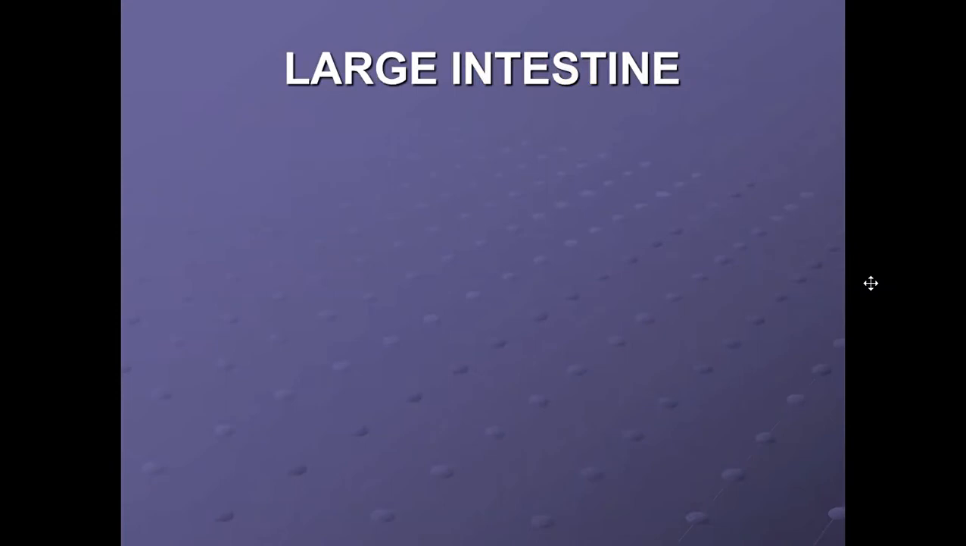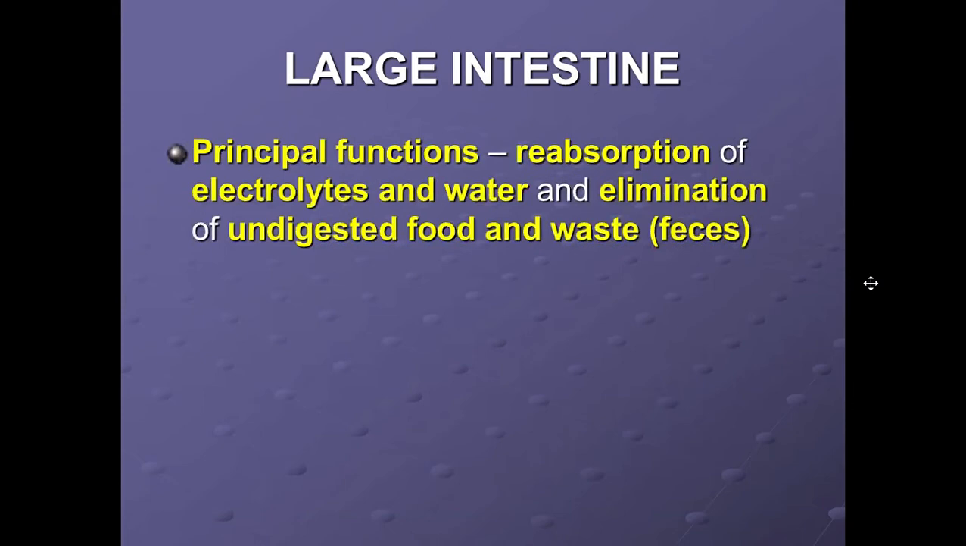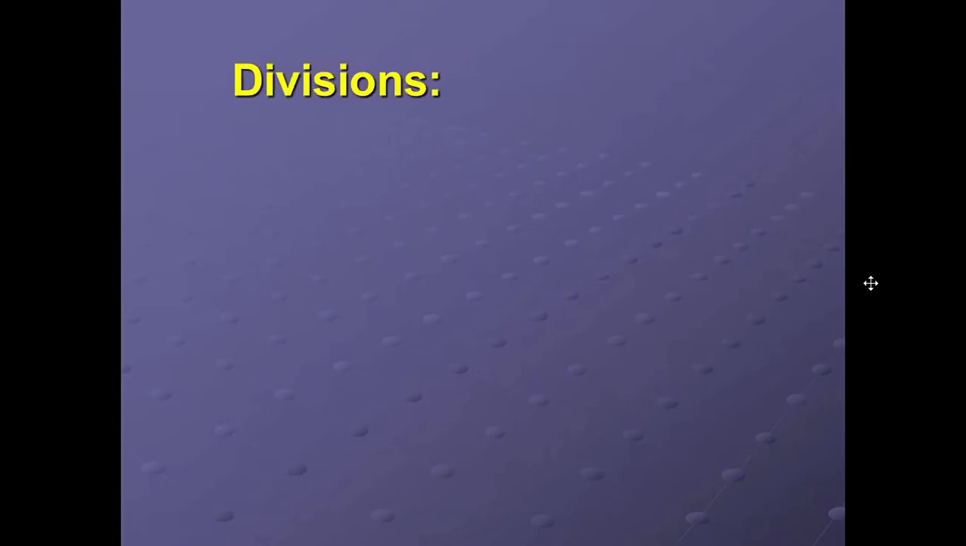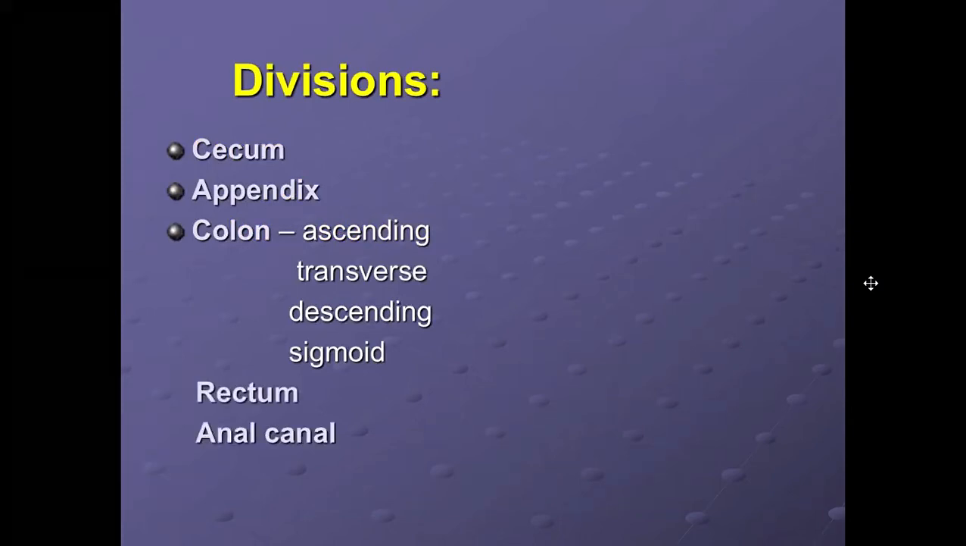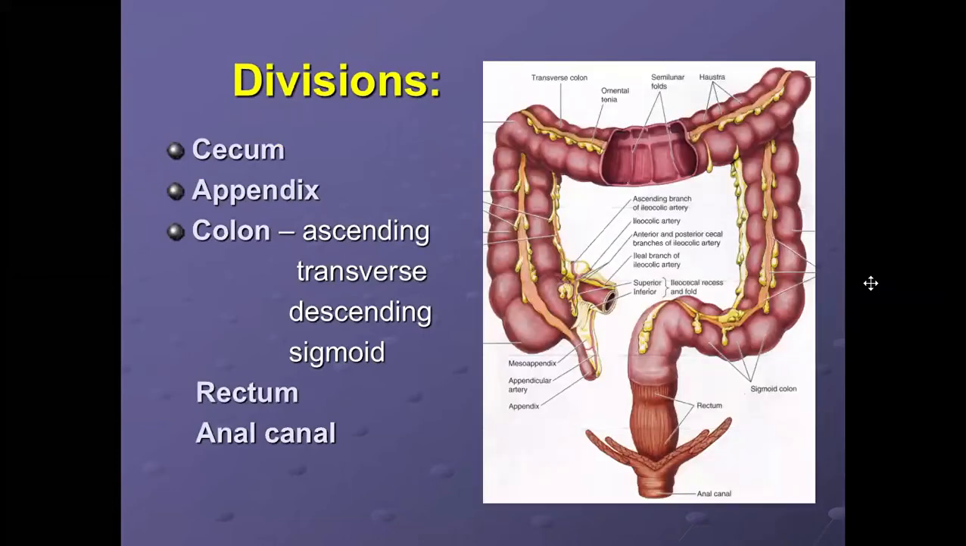We go now to the large intestine. Principal functions: reabsorption of electrolytes and water, and elimination of undigested food waste, feces. Divisions: cecum, appendix, colon, with your ascending, transverse, and descending. You have your rectum. You have your anal canal. There you are in your anatomy, you know that.